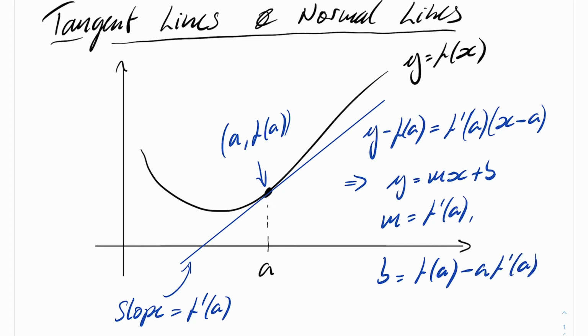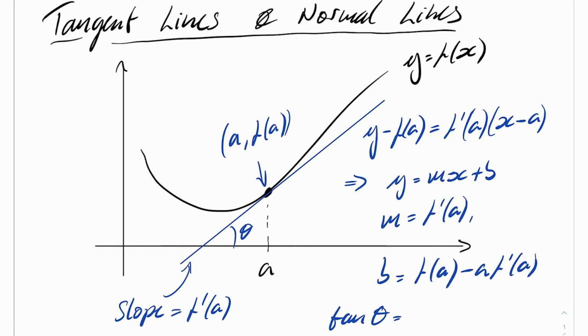If I now consider the angle here that the line makes with the x-axis, then the angle that it makes with the x-axis is just given by tan theta is equal to the change in y value over the change in x value of the straight line, which is the same as the change in y value over the change in x value at x equals a. So that is dy by dx at x equals a, which again is just f prime of a.